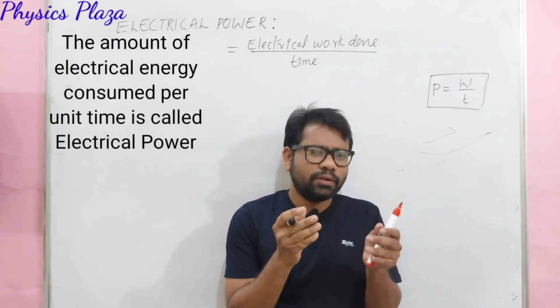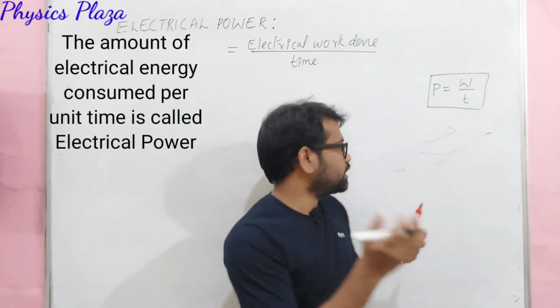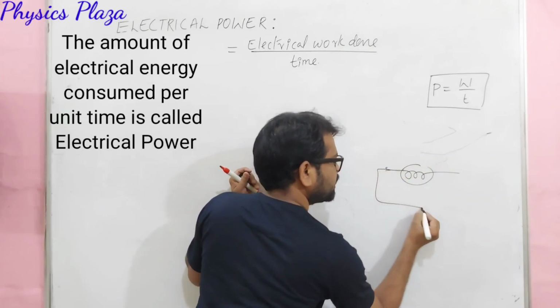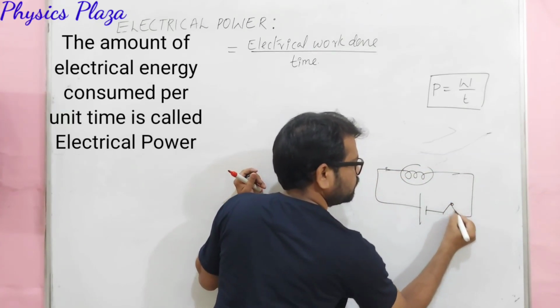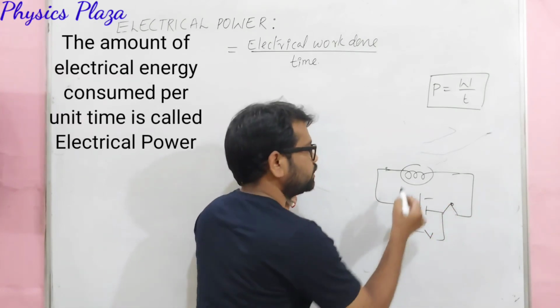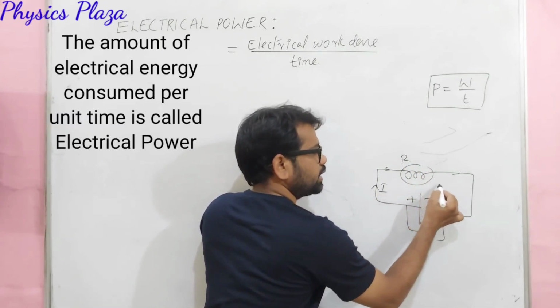As any one electric appliance is connected to the power source. For example, dear children, let us say here is a bulb. It is connected to one battery. It's a battery of potential difference V, let us say. Its resistance is R. And when you switch this on, current I will flow in a time t.